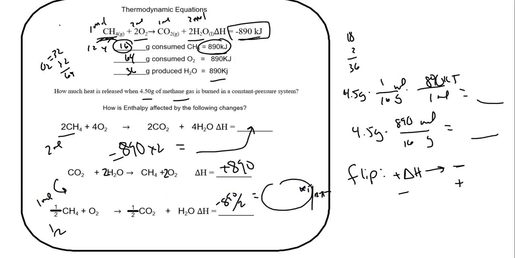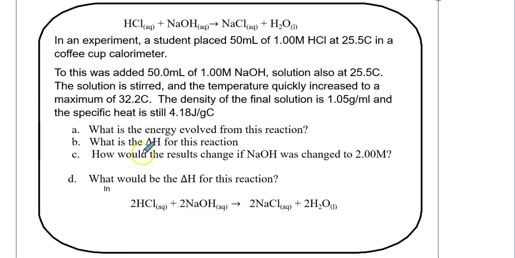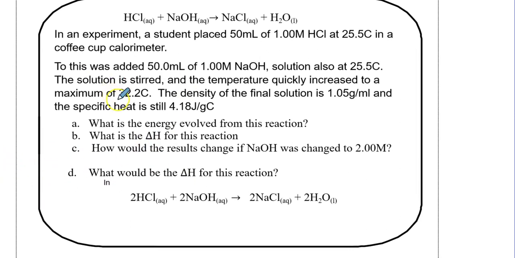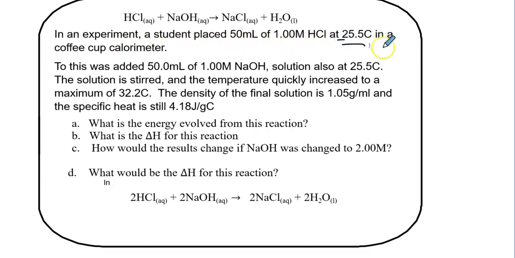Okay, next one up here. We've got some odds and ends. This is a good-style question for calorimetry. In an experiment, a student placed 50 milliliters of 1 molar HCl at that temperature in a coffee cup calorimeter. Then 50 milliliters of 1 molar base, also at that temperature, was added and mixed together, and it warmed up to 32 degrees. The density of the final solution is 1.05.